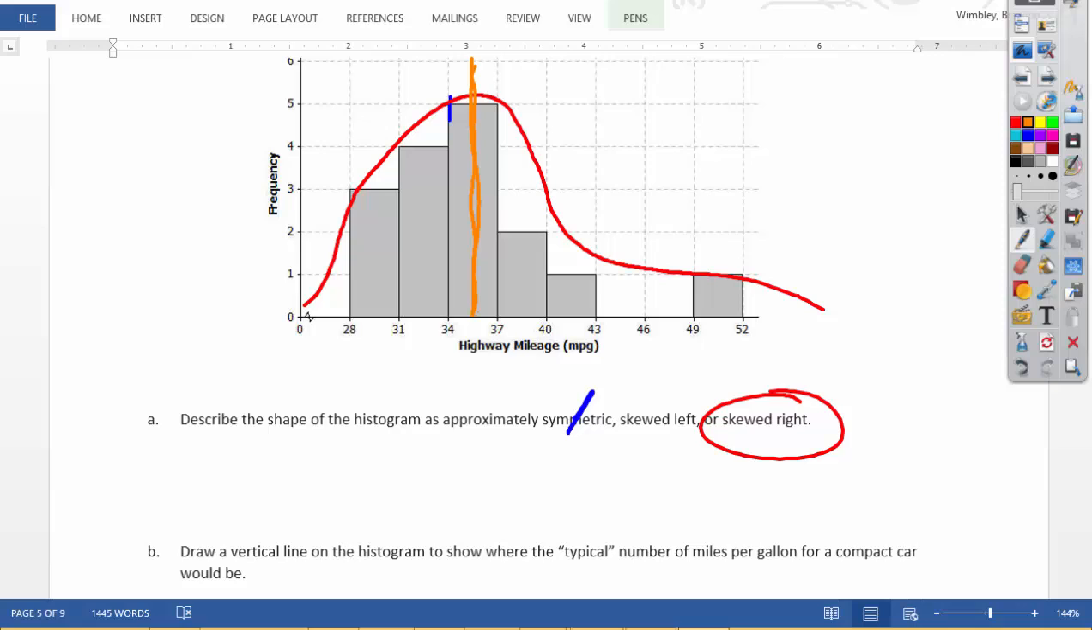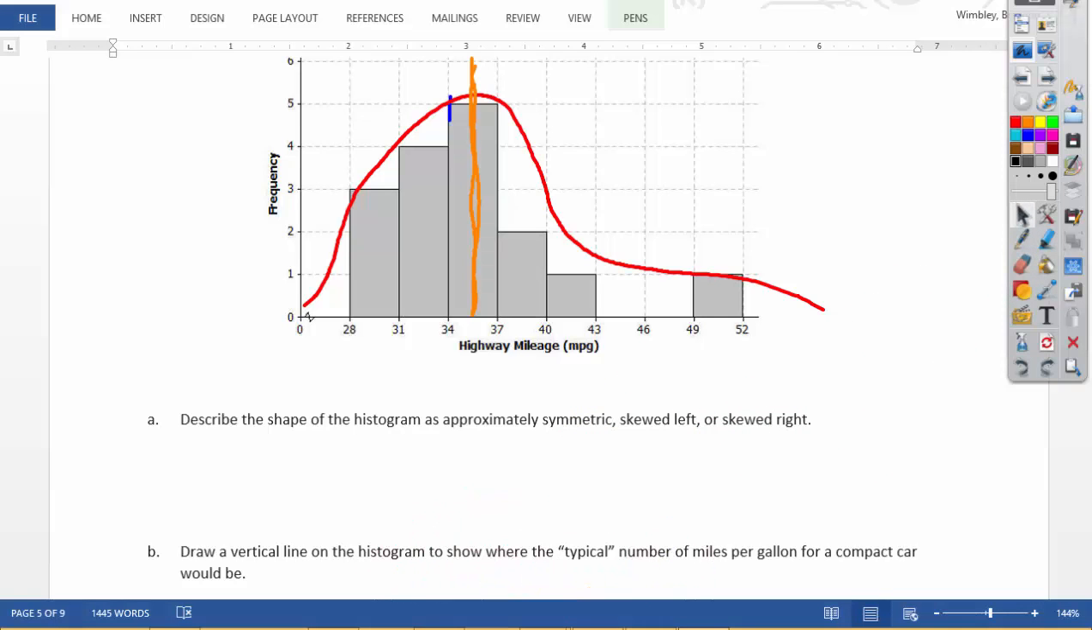Well, it's going to be somewhere right in here, right in that middle. So maybe 35, I can put, or I can be even more precise and say 35.5. All right, let's go to our next one.